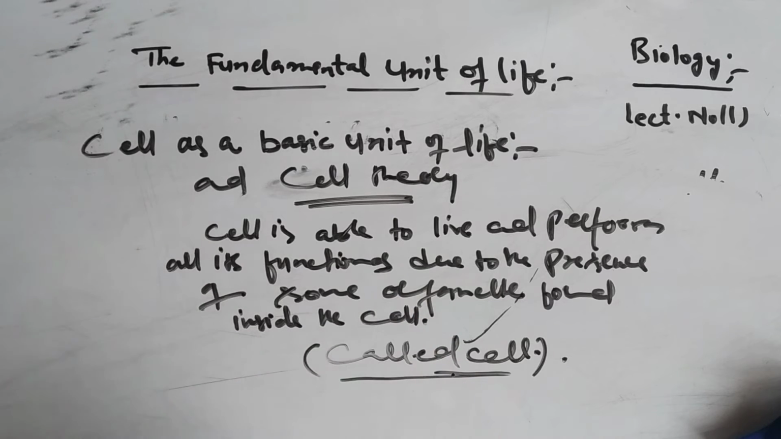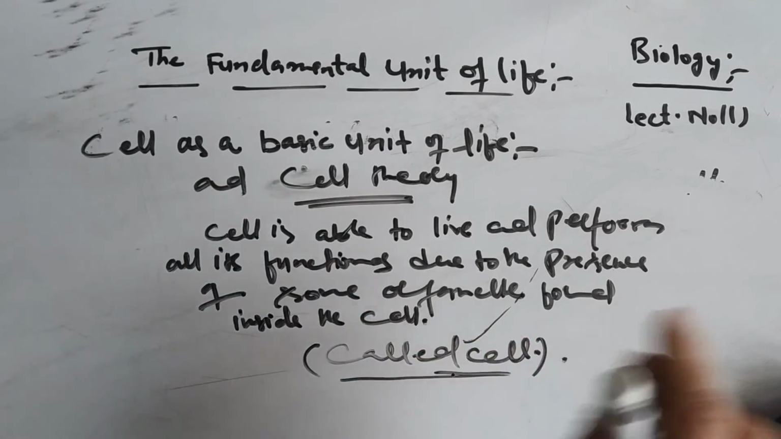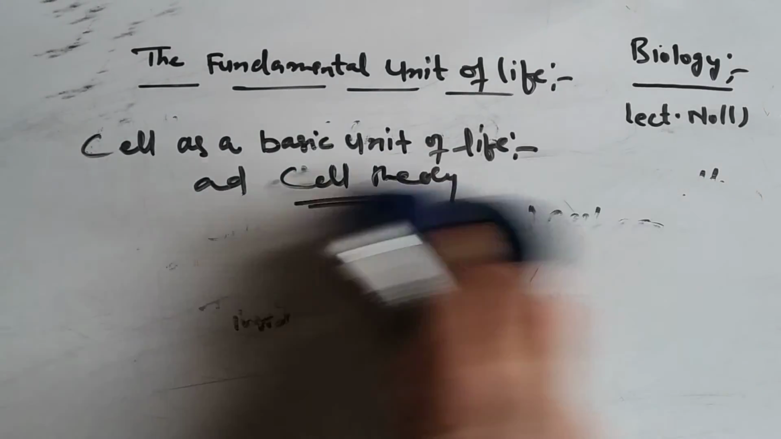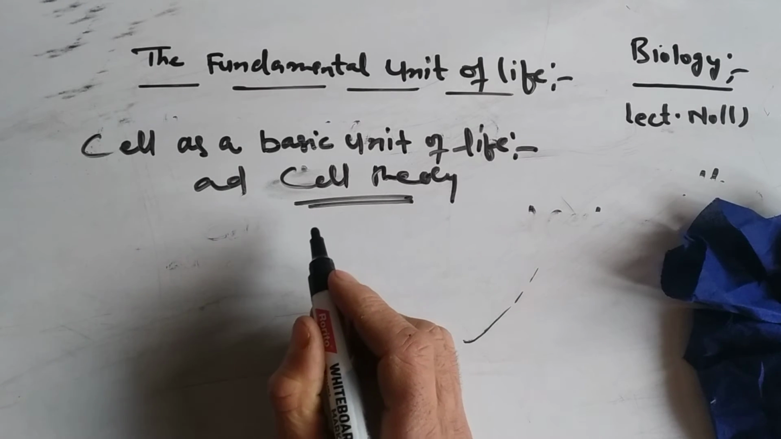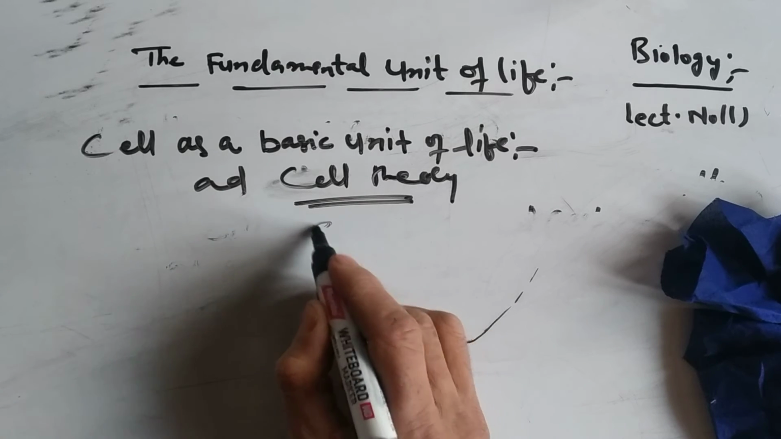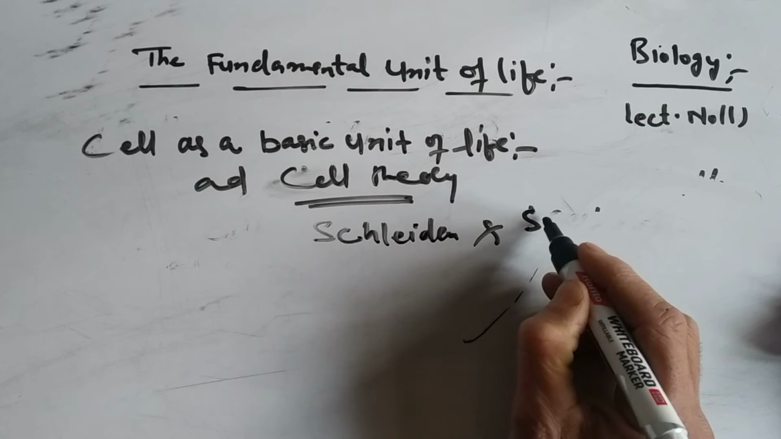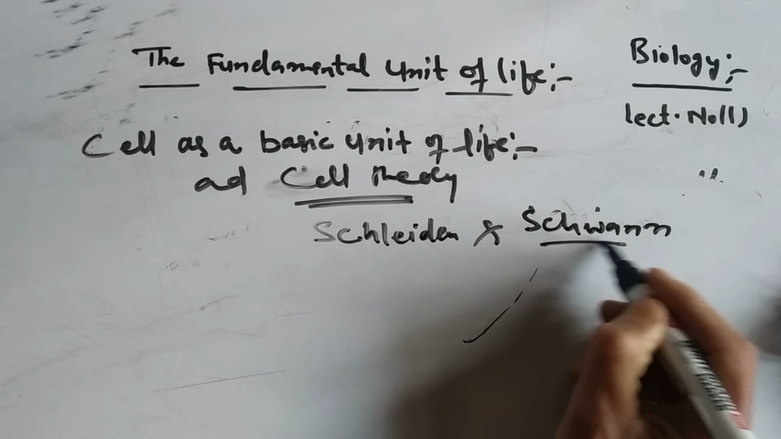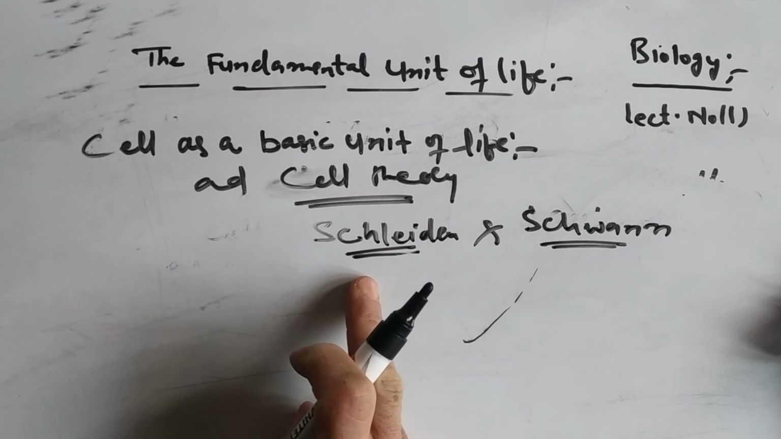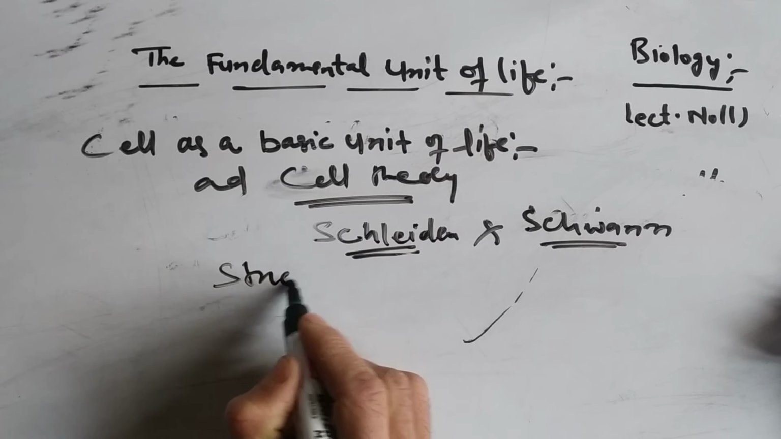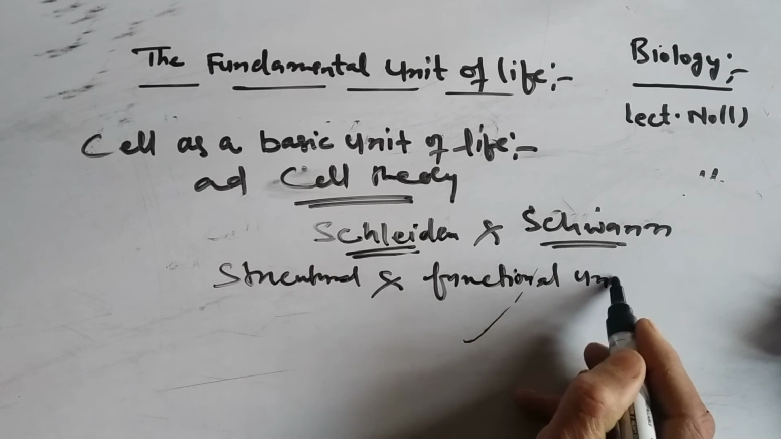Who proposed the cell theory? What is cell theory? The cell theory was proposed by two biologists, namely Schleiden and Schwann. According to them, the cell is the structural and functional unit of life.